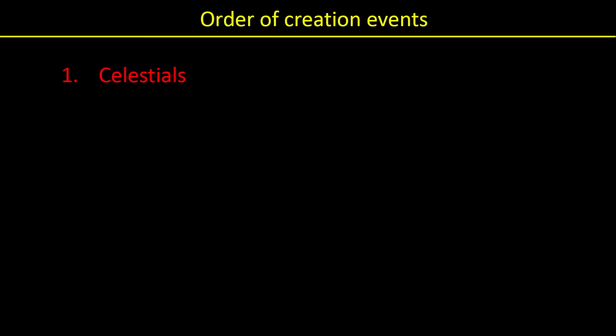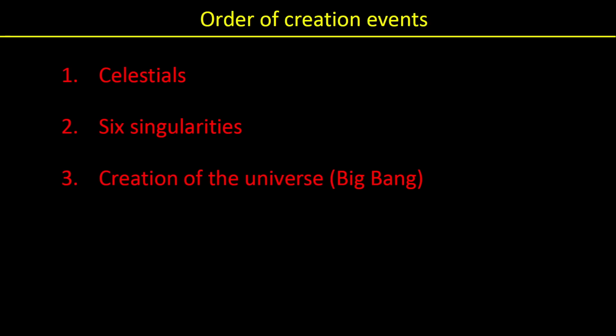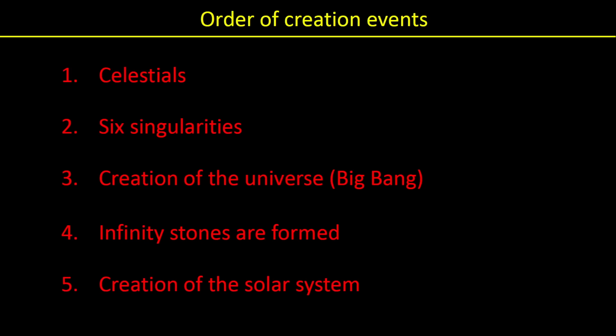All right, so let's recap. We have the Celestials, then we have six singularities, then we have the creation of the universe, the Big Bang, by Arishem, presumably. Then the Infinity Stones are formed out of that Big Bang. And ultimately, then, we have the creation of the solar system. So that's the Marvel lore for how our universe and our solar system was created.